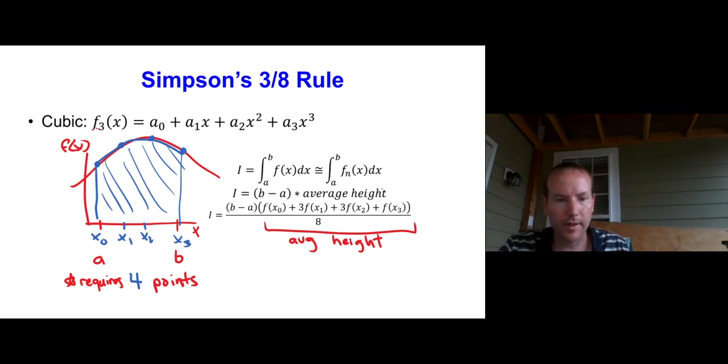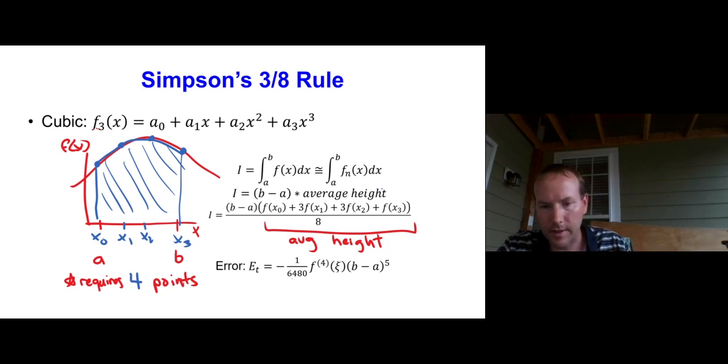One key point here is that this requires 4 data points, whereas the Simpson's 1/3 rule required 3 data points. And so really one way to decide on these is whether you have an odd or an even number of data points that you need to integrate over. And notice here that the error is smaller than even the Simpson's 1/3 rule. All right, so this is Simpson's 3/8 rule.